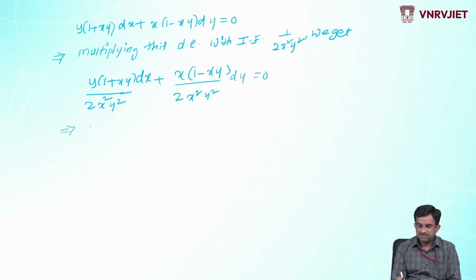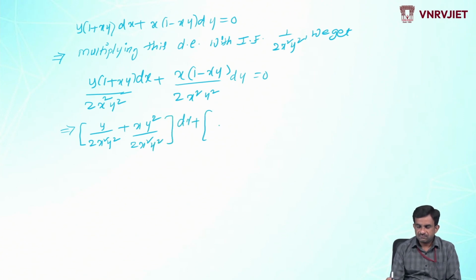So that implies, let us separate this. This becomes 1 by 2x square y square plus xy square by 2x square y square into dx, plus x by 2x square y square minus x square y by 2x square y square into dy is equal to 0.